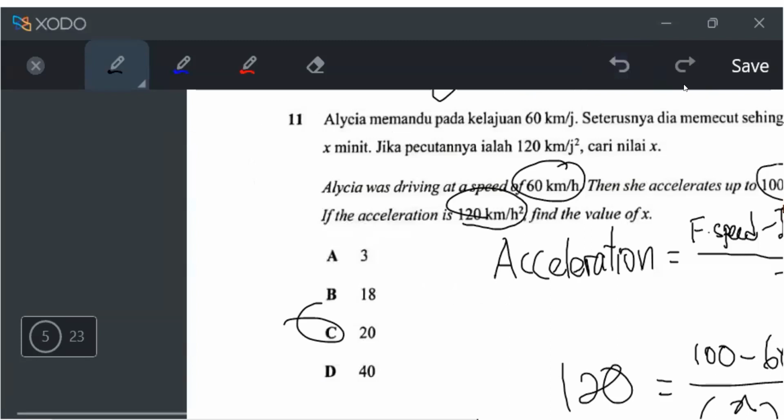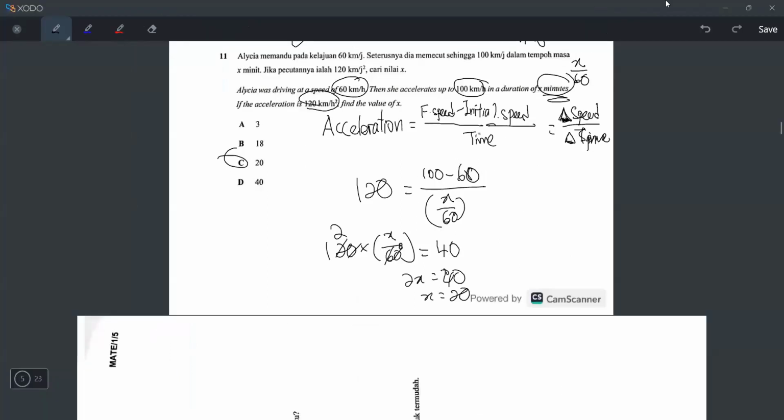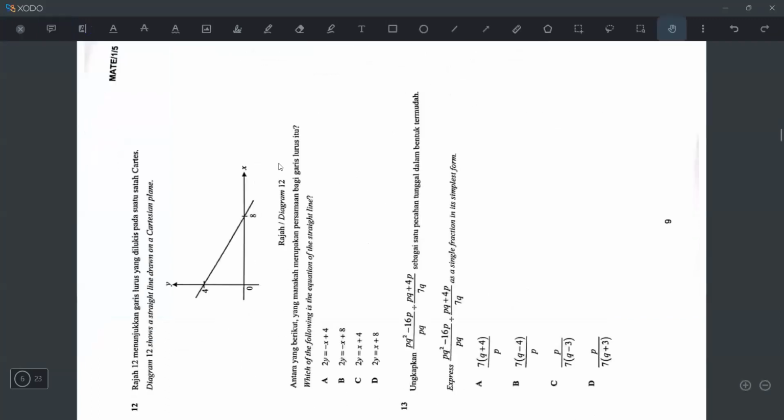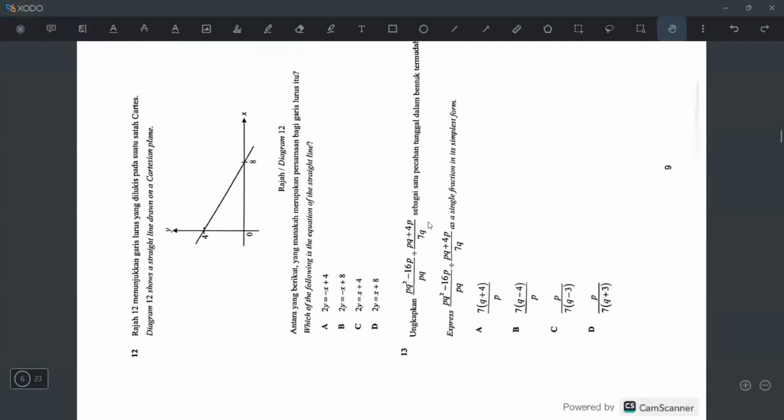Wait, sorry. Okay, everything is good now. Let's continue with the next question. So if we go to the next question, 12 and 13. Why is it like that? Okay, let's try to see what it says.